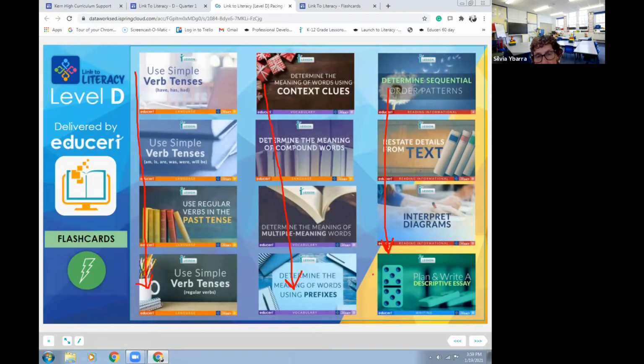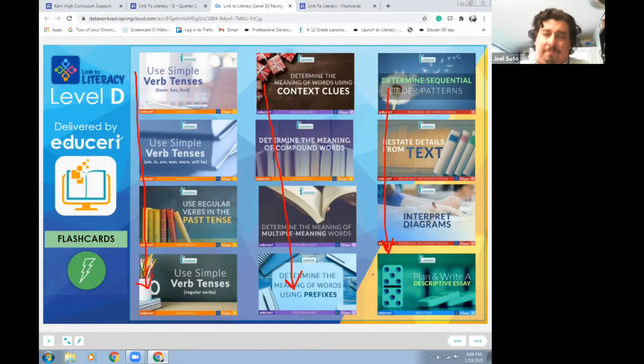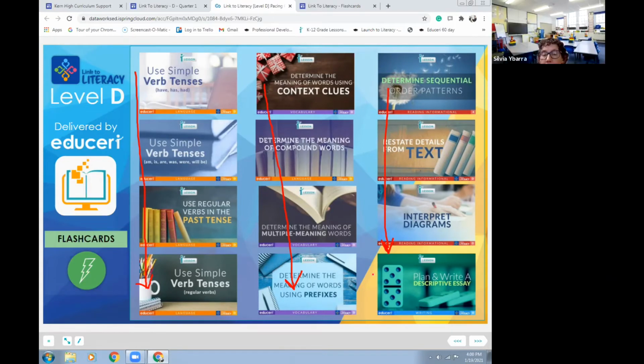And then of course, on the last column, we have the reading comprehension. And then at the end, they're going to be doing quite a bit of writing. But all our lessons have listening, speaking, reading, and writing. That's right, Sylvia. And we'll take a look at one of those. The lesson that you see is the complete lesson of how to write a descriptive essay.